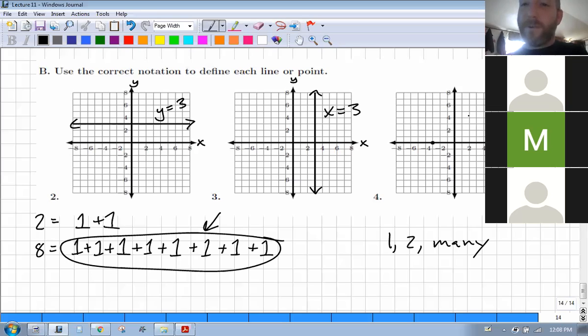This right here, this is a point. This is (-3, 0). So line, point.